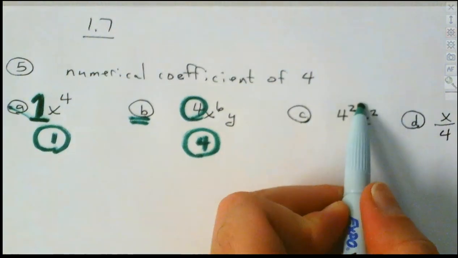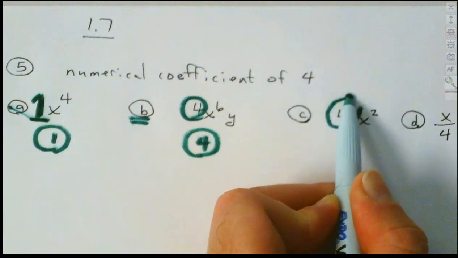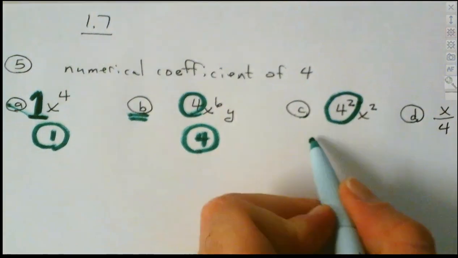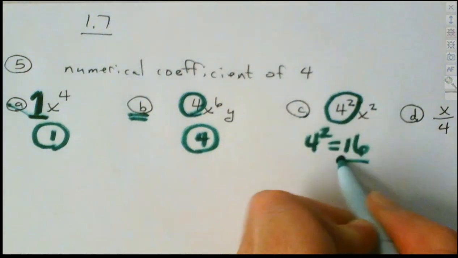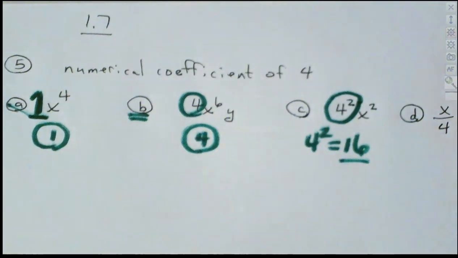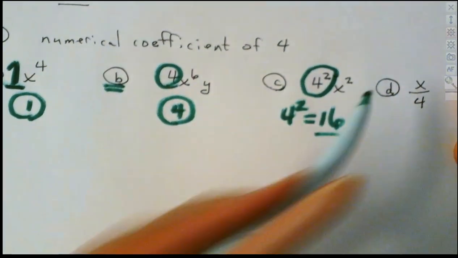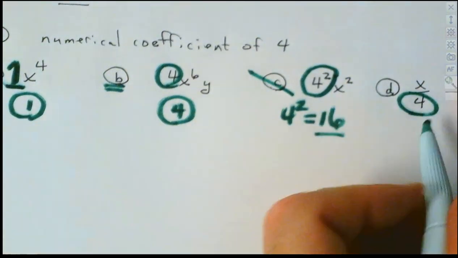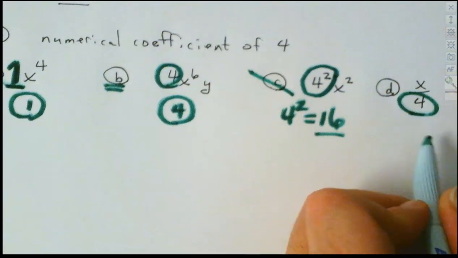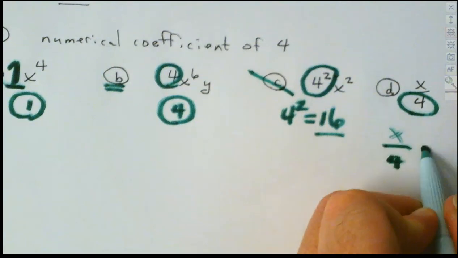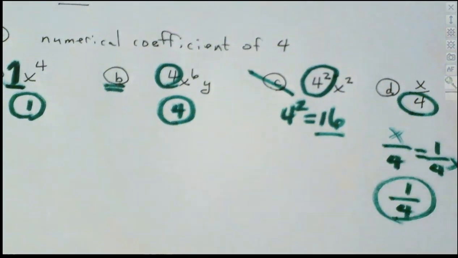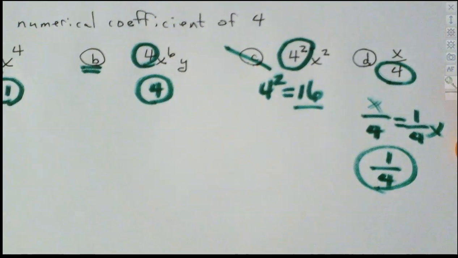Now, why does C not work? Well, C doesn't work because that's 4 squared. And 4 squared is what? 16. So C would have a 16 in front. And D doesn't work either. Why not? Because the 4 is below. And if you rewrite that as 1/4 x, your coefficient here would be 1/4, right? Because you could rewrite it that way.